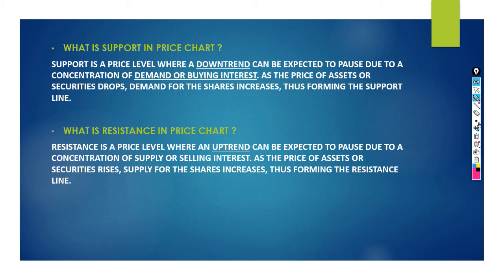And the same goes for resistance. Resistance is a price level where an uptrend can be expected to take a pause due to the concentration of supply or the selling interest. So basically there has to be an uptrend first, and from there it will take a pause due to the emergent supply and crumble down. Okay, so it is all about demand and supply. We all know the theory of supply and demand, that when prices are rising supply comes in, and when the price is falling demand comes in, isn't it?